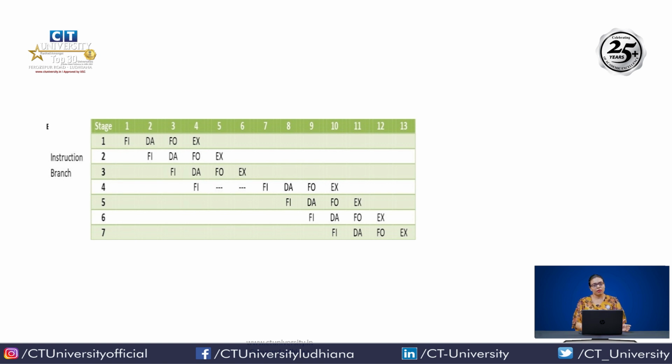But after the third stage, we can see that there is some stall, some pause, which is termed as stall insertion, which I will discuss later.